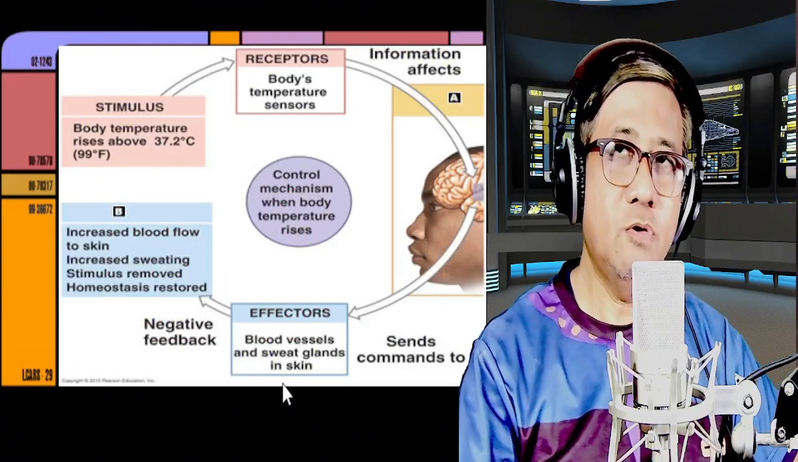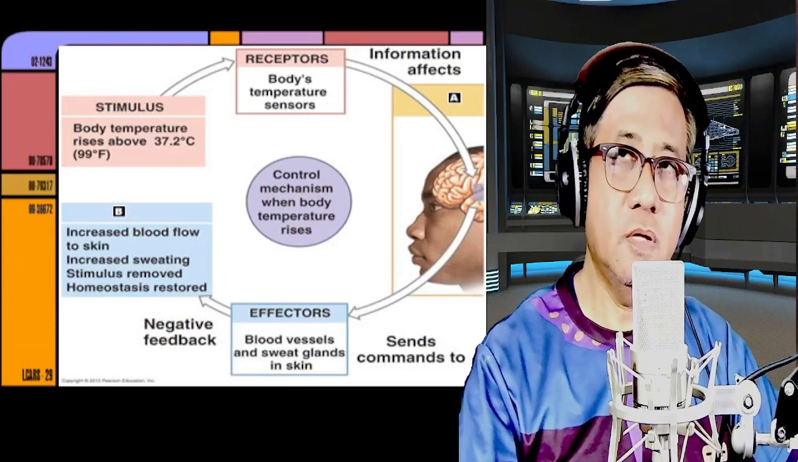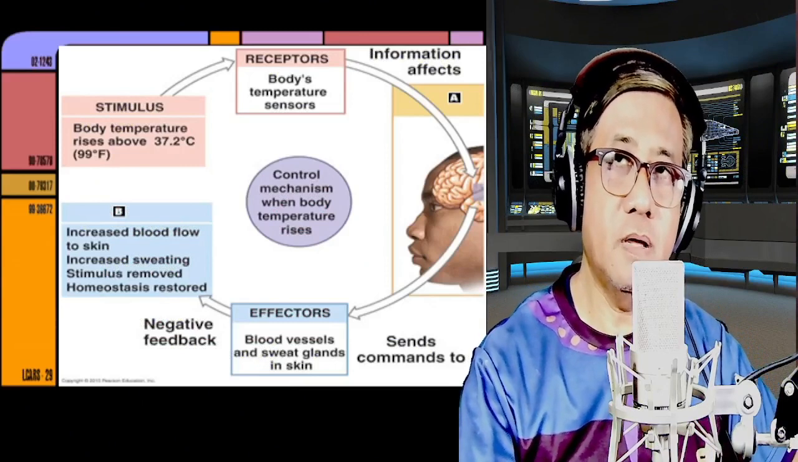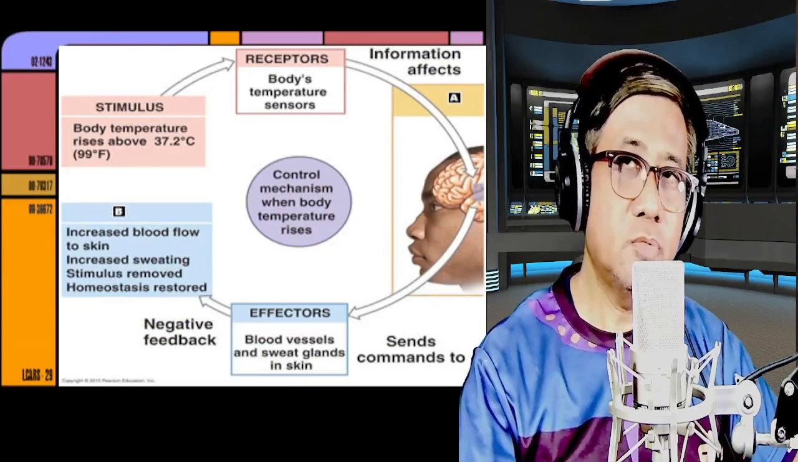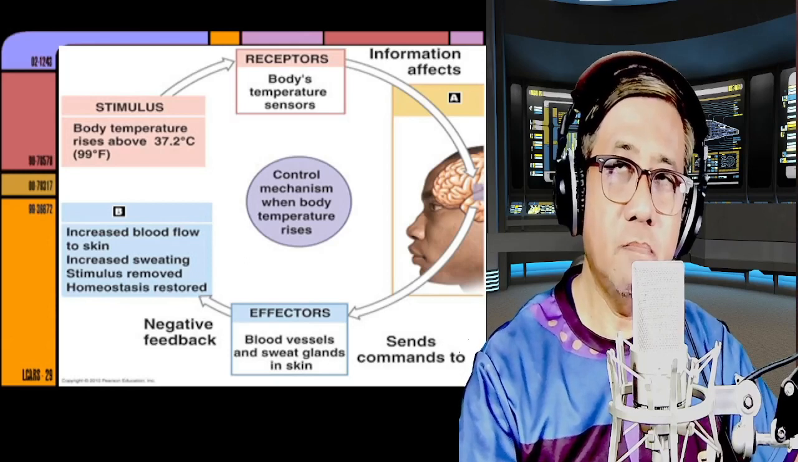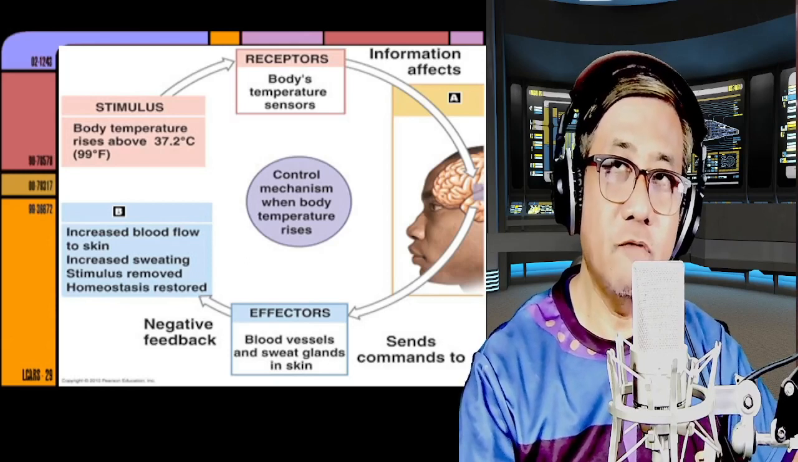So class, I hope that short video has been helpful in understanding the negative feedback mechanism. So here is another example of a negative feedback mechanism, the regulation of body temperature by the skin.